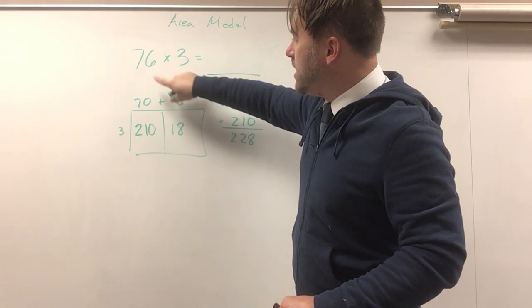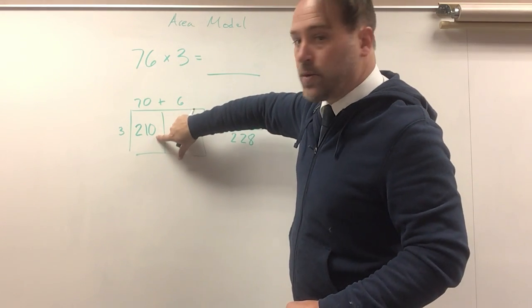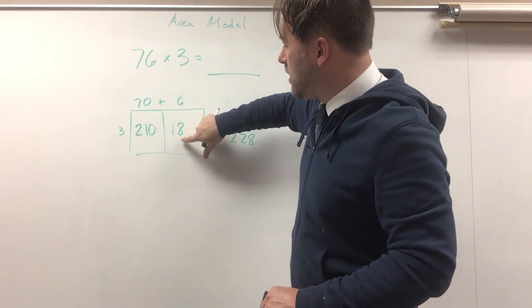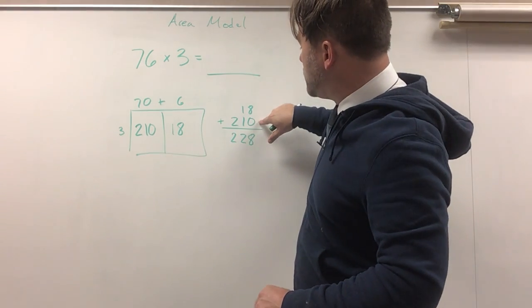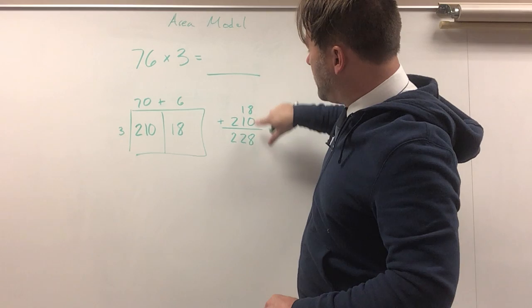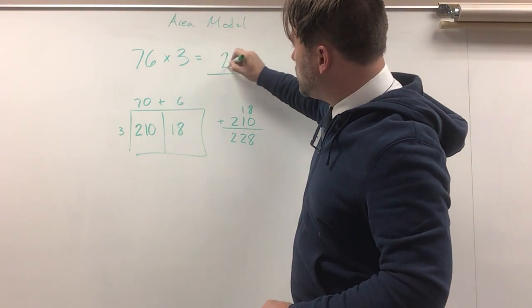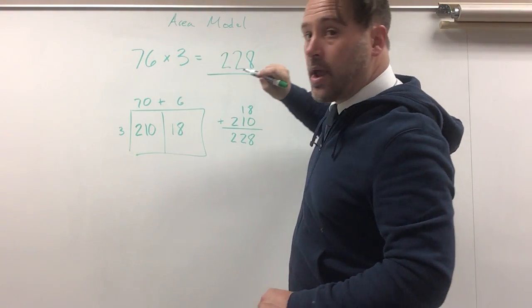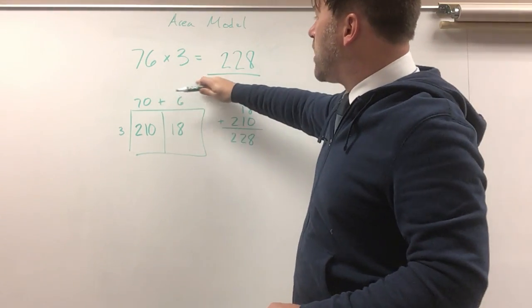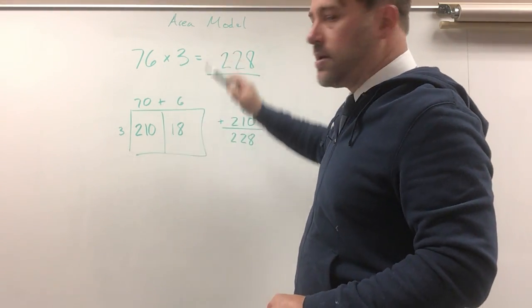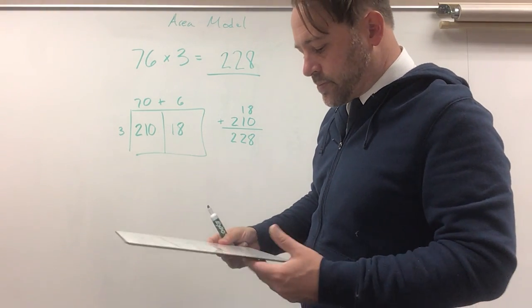I got my 70, I've got my 6, I've got 210 in my first box, 18 in my second box. I added them together, 210 plus 18. I lined it up. I got 228. I bet you got that too, okay? And I have it back in my equation. 76 times 3 is 228.